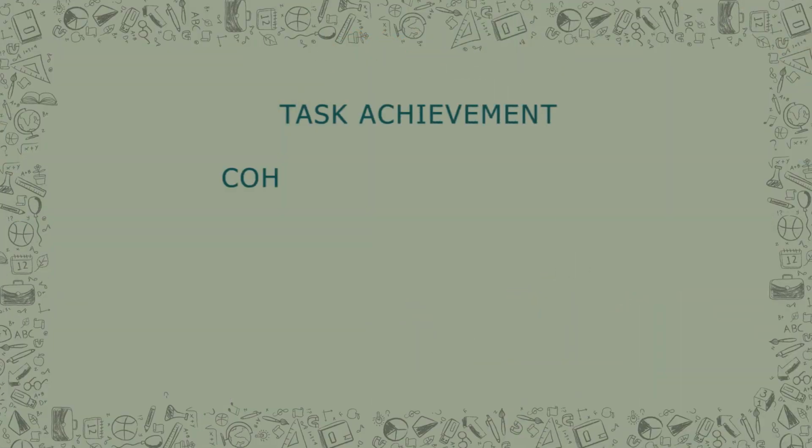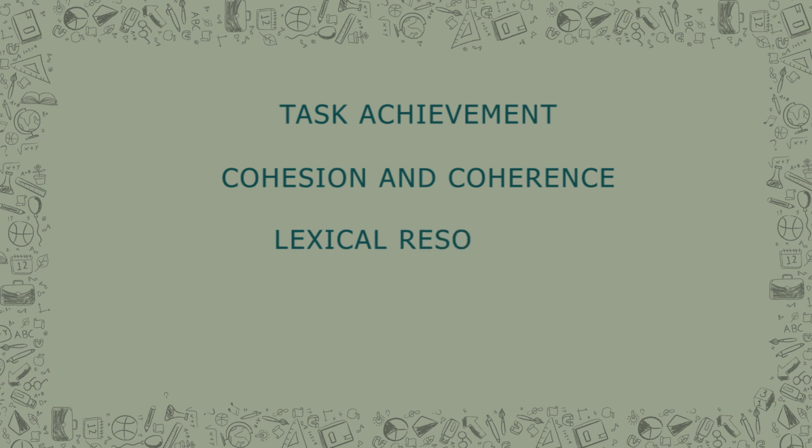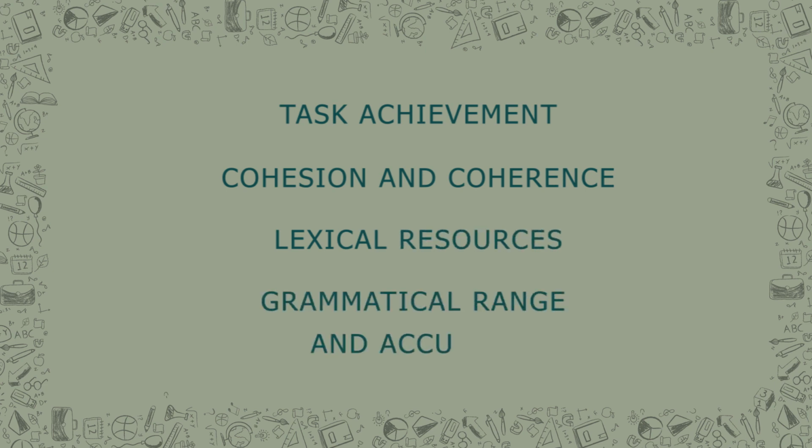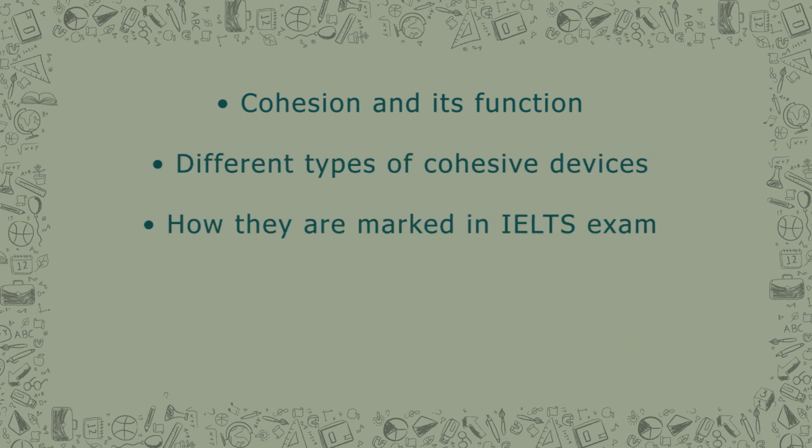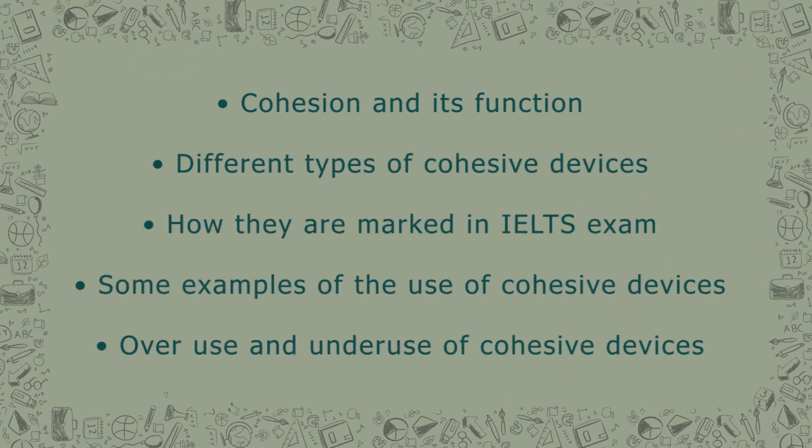Your IELTS writing score is determined by 4 criteria: task achievement, cohesion and coherence, lexical resources, and grammatical range and accuracy. In this episode, we'll discuss more on the cohesive devices. As soon as we finish this lesson, you'll learn more about cohesion and its function, different types of cohesive devices, how they are marked in the IELTS exam, some examples of the use of cohesive devices, and the overuse and the underuse of cohesive devices. So, what is cohesion?